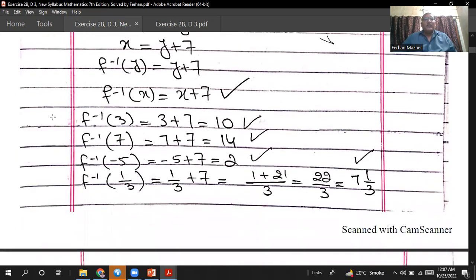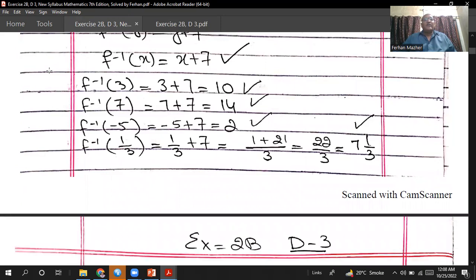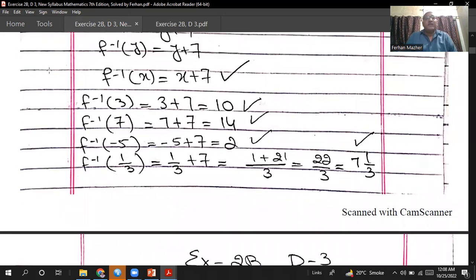They want me to find out f inverse of 3. So f inverse of 3 will be 3 plus 7 equals to 10. So f inverse of 7 will be 7 plus 7, that will be 14. F inverse of minus 5 will be minus 5 plus 7, that will be 2. F inverse of 1 by 3 will be 1 by 3 plus 7.